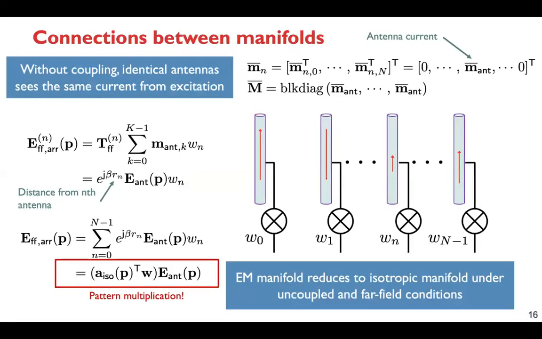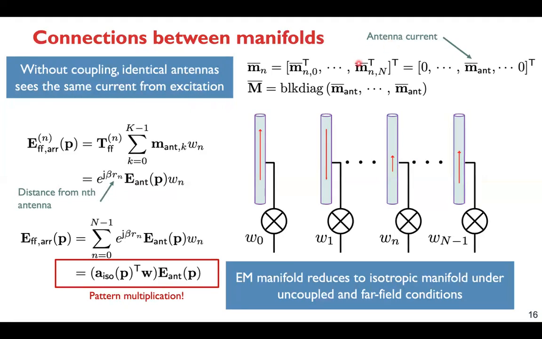Okay? And if we further assume that we don't have any coupling between the antenna elements here, we can obtain a simplification that becomes the isotropic manifold with pattern multiplication here.